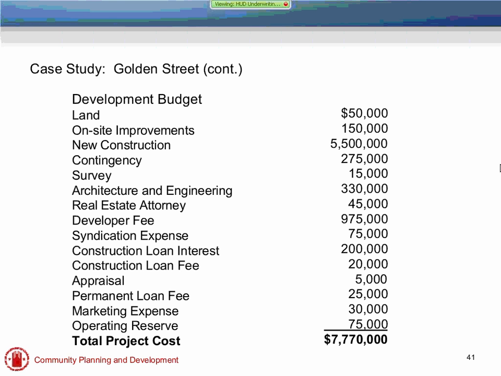We have our survey, our architect and engineering fees, our real estate attorney, our developer fee. Again, there's always going to be a developer fee built in here. Syndication expenses, construction loan interest. Again, that's the interest just during the term of the construction. The construction loan fee, the appraisal, and then some permanent loan fees being built into our development budget. We have marketing expenses. Obviously, we're going to have to market the project to begin lease up as soon as the construction is done, and then an operating reserve. So our total development budget in this particular example is $7,770,000.